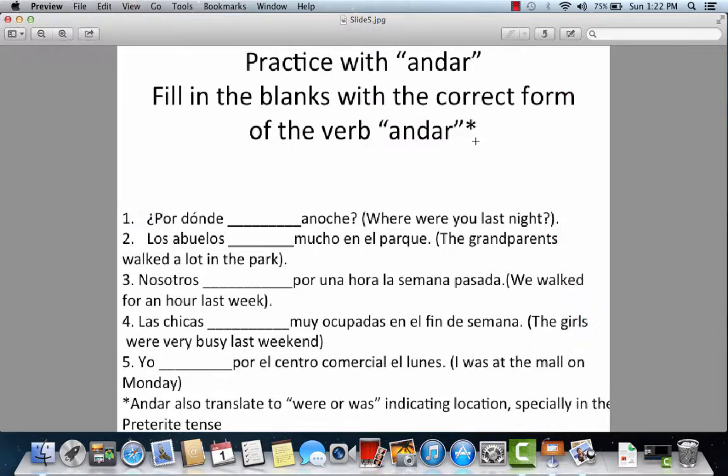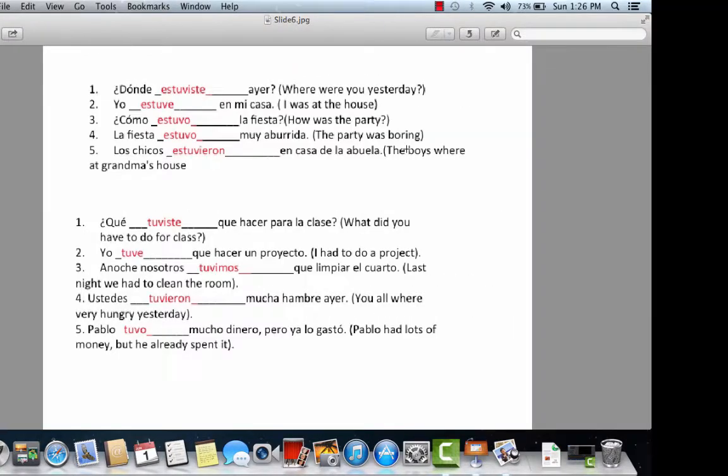Now that you know the forms, all you need to do is check out who the subject is and match it with the correct form of andar. Then, at the end of this video, you will have all the answers for your exercises.